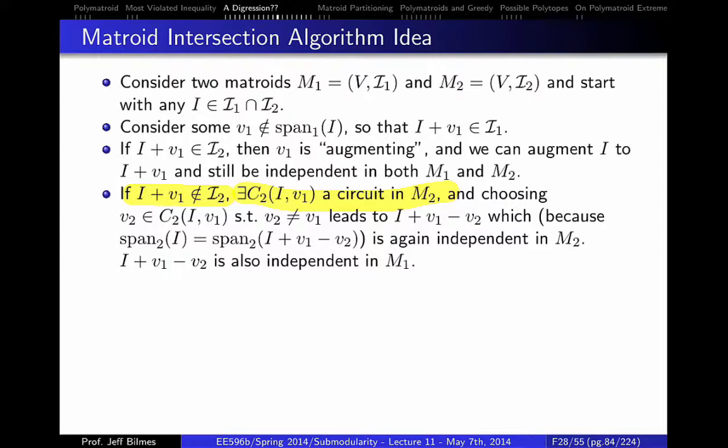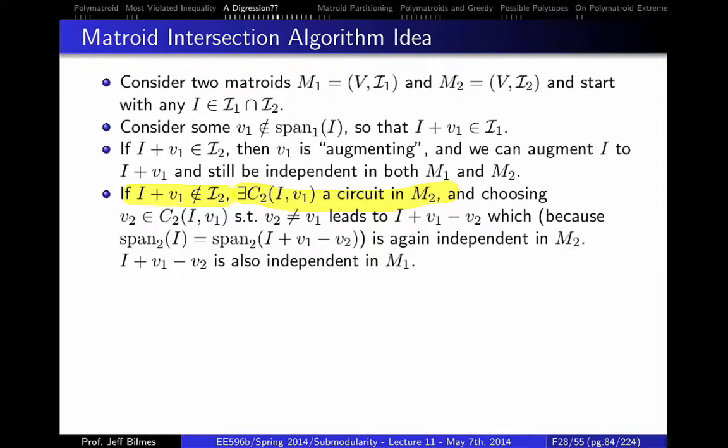And if it's the case that we remove an edge from that circuit, we'll be independent again in M2. Now if we remove v1 from the circuit, then we'll be independent. But we don't want to do that because that puts us back where we started. But let's say maybe we can remove a different element from the circuit in M2.